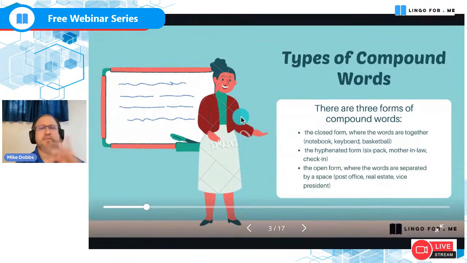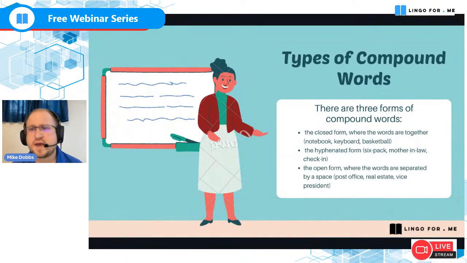There are three types of compound words that we'll talk about today. The first one is called a closed form compound word, and that's where the words are together. So notebook, or keyboard, or basketball. And that's where there's no space or hyphen in between.